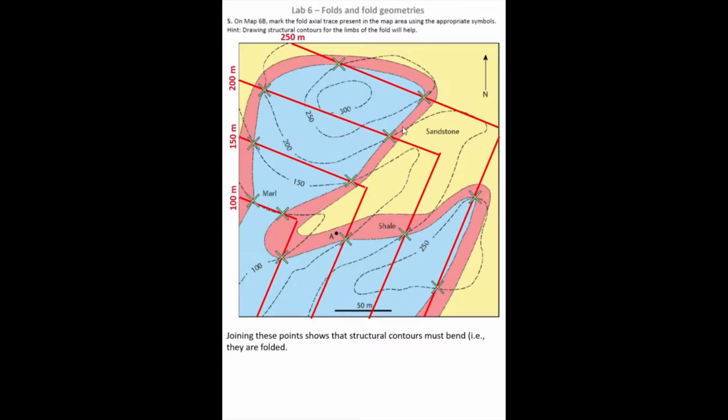But if we first of all try and figure out what sort of fold it is, let's have a look at what we might say for the direction of dip. In this part of the fold, we can see that we're starting at 250 meters here, and as we go in this direction perpendicular to the structural contours, we're going down dip. So these rocks in this part of the fold are dipping in this direction. Whereas in this part of the fold, we can see that we're starting high here and going downhill in this direction. So the layer in this region of the fold is dipping in that direction. So I've denoted those using our dip symbol.